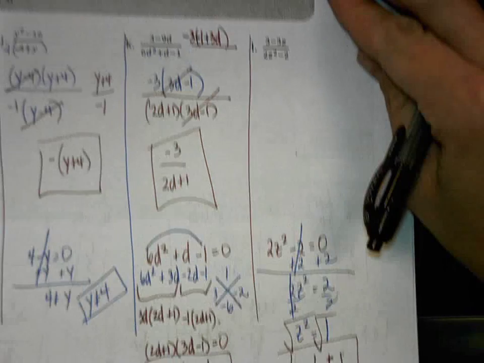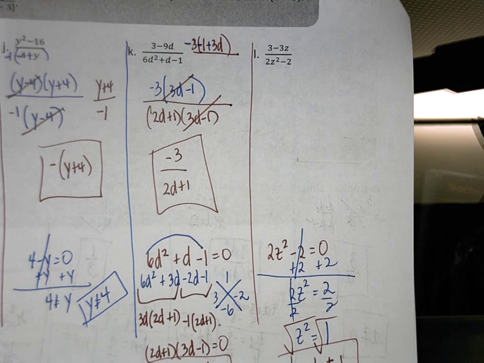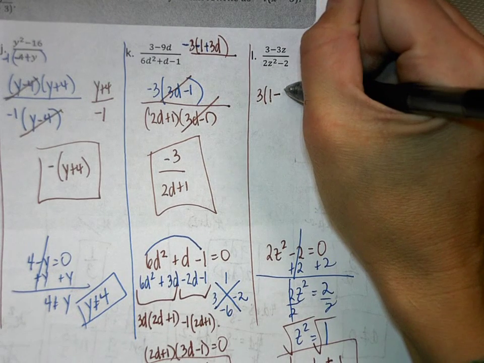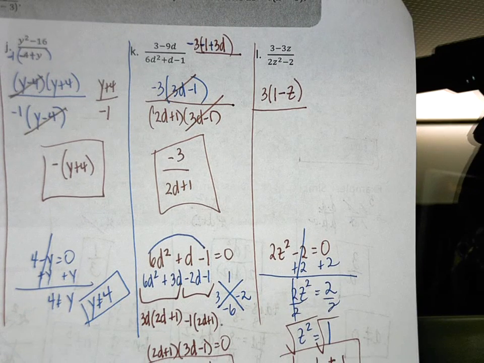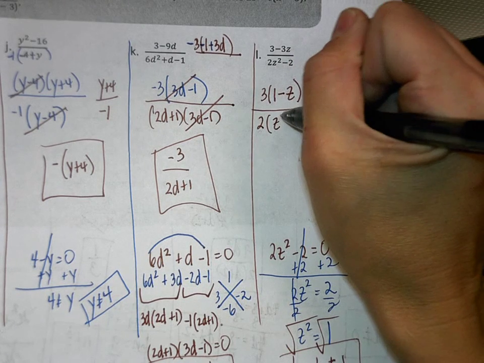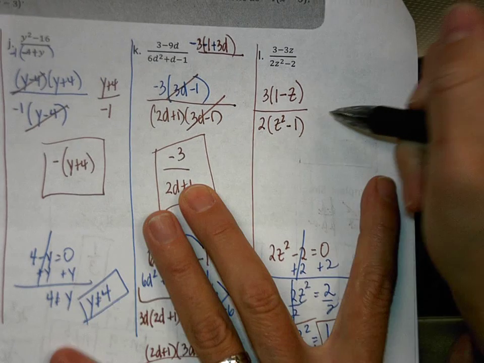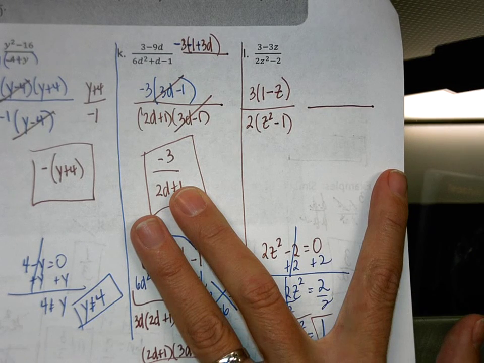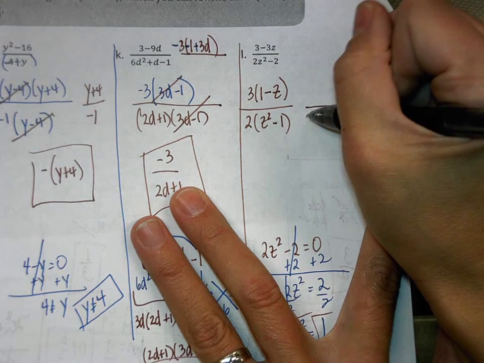All right, so back up to the top. Can I do anything on the top here? 3, and I'm left with? Good. Okay, the denominator. What can I do? Take out a 2, and we'll have z squared minus 1. Okay, can the denominator be factored further? To what? Good, difference of squares. z minus 1, z plus 1.